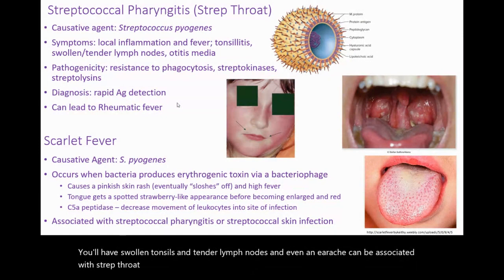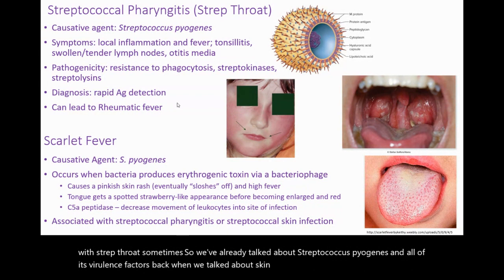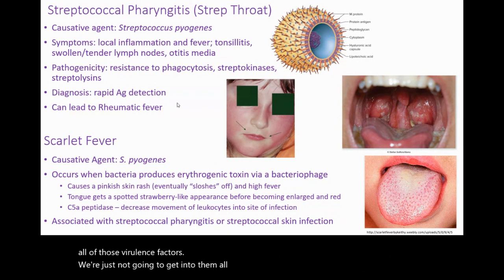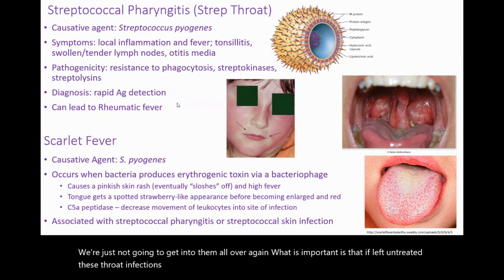So we've already talked about Streptococcus pyogenes and all of its virulence factors back when we talked about skin diseases. So just know this organism still has all of those virulence factors. We're just not going to get into them all over again. What is important is that if left untreated, these throat infections can actually cause much more serious complications. So it can either be right away or even weeks after the sore throat symptoms go away.